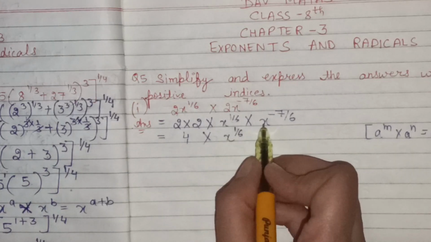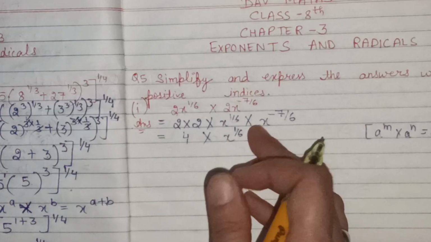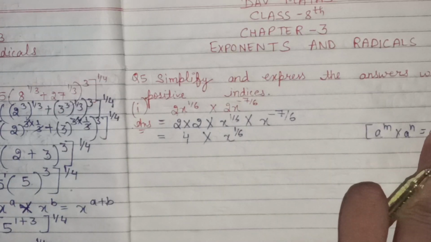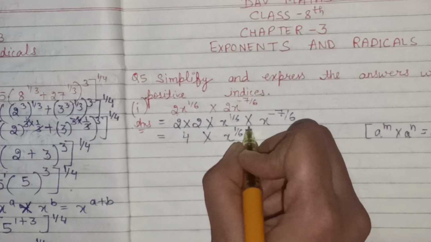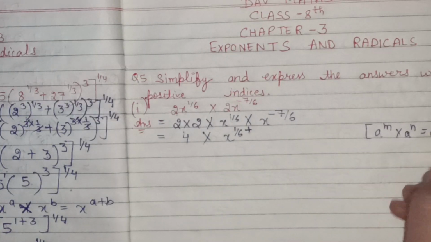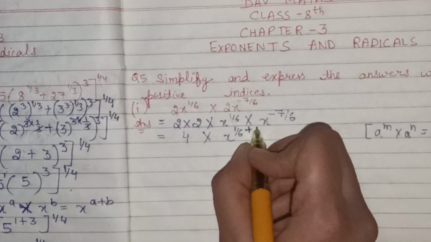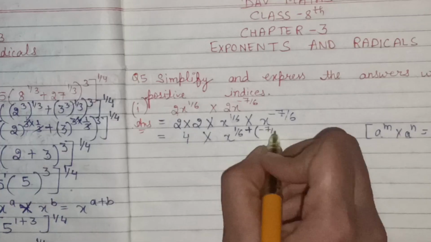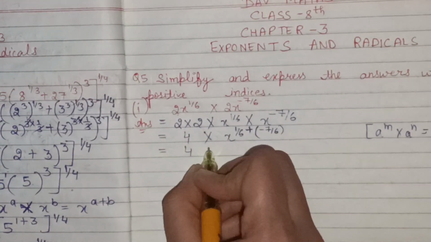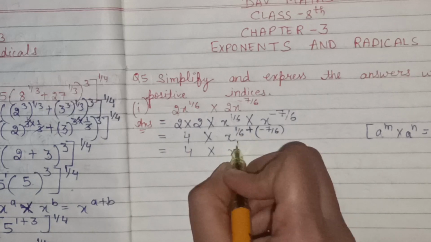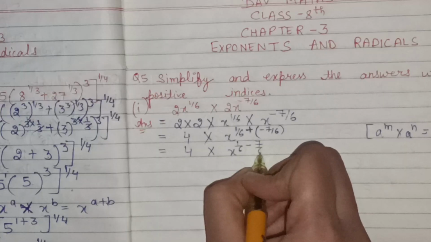This is the formula, so we apply it here. Here the base is x, here also the base is x, same base. So the symbol of multiplication changes into plus: x raised to power 1 upon 6, then plus, here add the powers m plus n, where m is 1 upon 6 and n is equal to minus 7 upon 6. I write minus 7 upon 6 in brackets here. Now it is equal to 4 multiplied by x raised to power 1 upon 6 plus minus 7 upon 6.